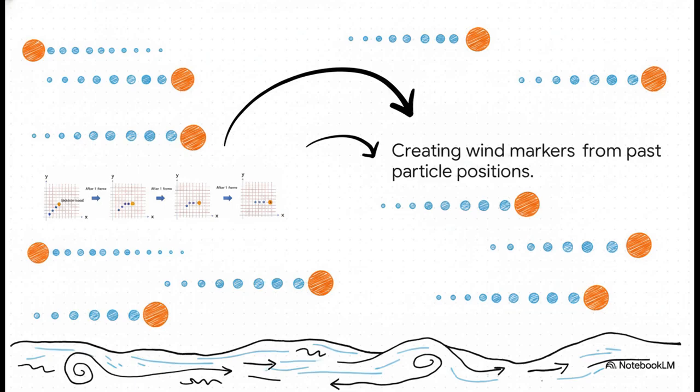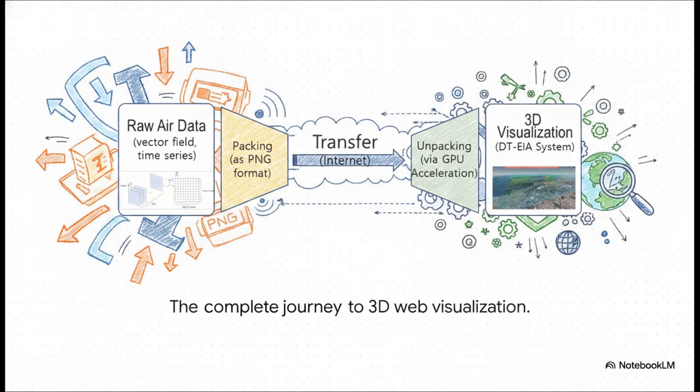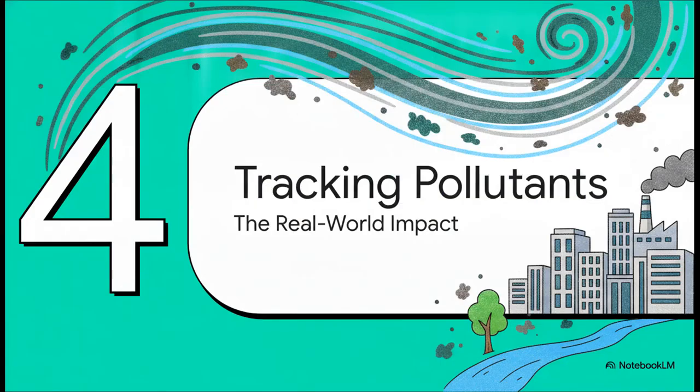Taking a quick step back, we can trace the complete journey of our data. We start with those massive, clunky vector fields on the left. We pack them tightly into a PNG format to shoot them instantly across the internet. Then, the user's GPU unpacks it, calculates all the particle movements, and renders a stunning, interactive 3D visualization right inside the web browser. Next up, Section 4, Tracking Pollutant Dispersion and the Real-World Impact.